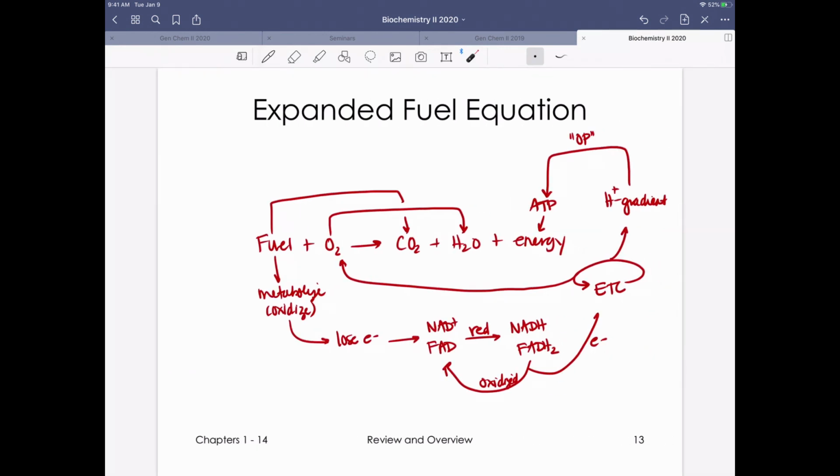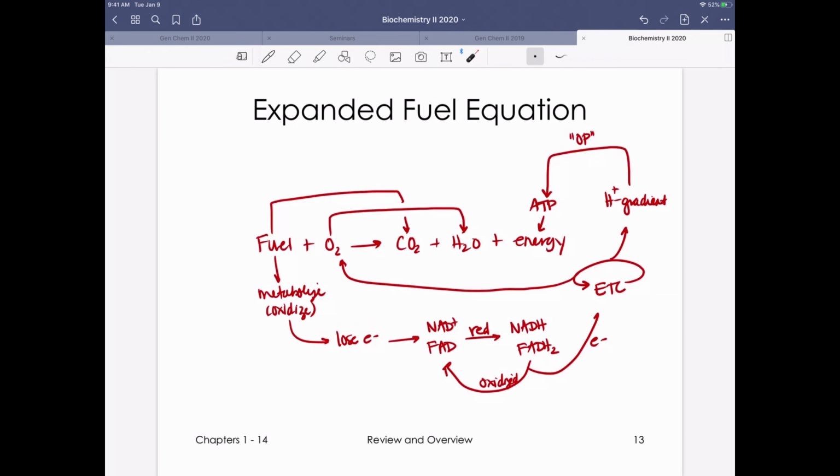We also had an equation that we started out very simply with at the beginning of Biochem 1, but then gradually mapped on the entirety of our metabolic pathways on here. So again, fuel is oxidized to ultimately generate carbon dioxide, water, and energy. That was kind of the basic equation we started out with. But now we understand more fully that fuel, when it's metabolized, is oxidized.